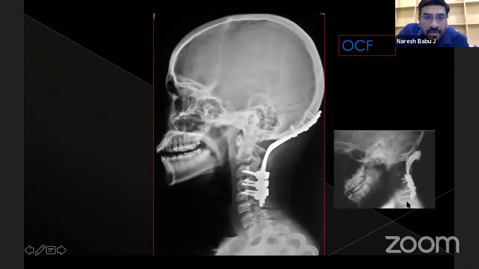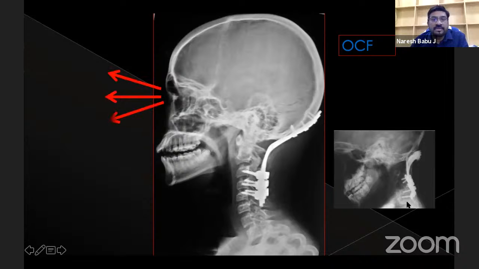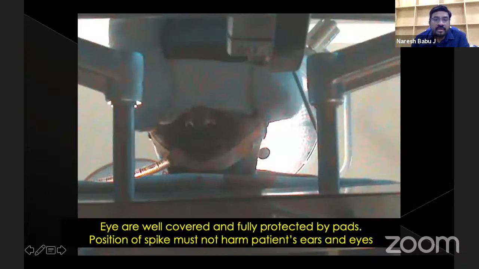While we are doing occipital cervical fixations, it's extremely important that you position the patient and fuse the patient so that the eyesight will be maintained. So don't fix it in too much extension or too much flexion, and make sure the eyes are well protected and covered with pads. Eyes are very important in positioning the patients, and this is the way we position the patient for occipital cervical fixations, where the head will be facing down and the vision is parallel.